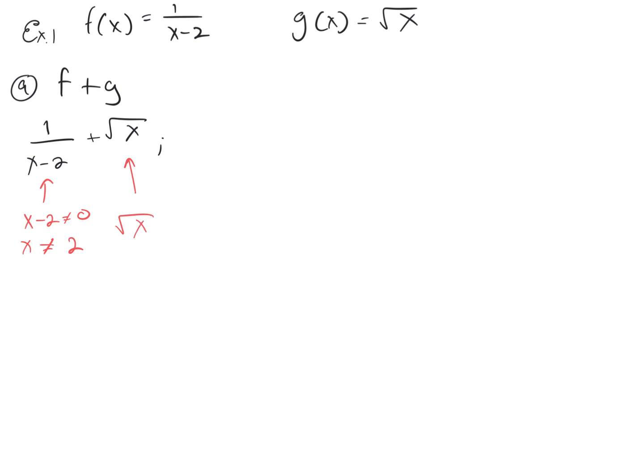So the square root of x cannot be less than 0. So x has to be greater than or equal to 0. So that's how we're going to choose our domain. Everything is included except x cannot equal 2. And then x has to be greater than or equal to 0 in order for this to be okay. So everything else is going to be included.